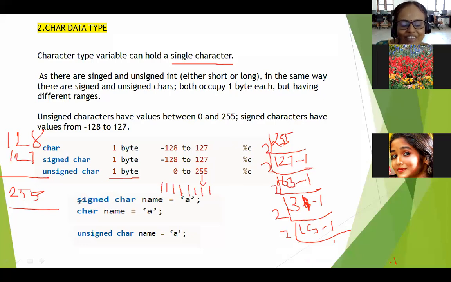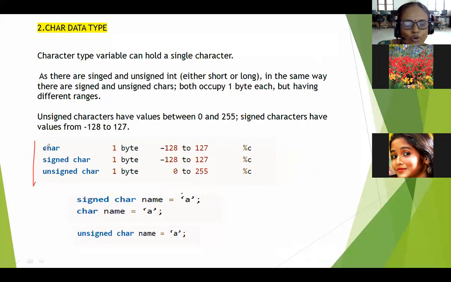You all know we can use signed also, but without signed also I can put char name. Okay, and for unsigned it is mandatory. We will execute in both the ways. Char name, you all know it holds only a single character. That is the only thing. You just take down this tabular column alone.